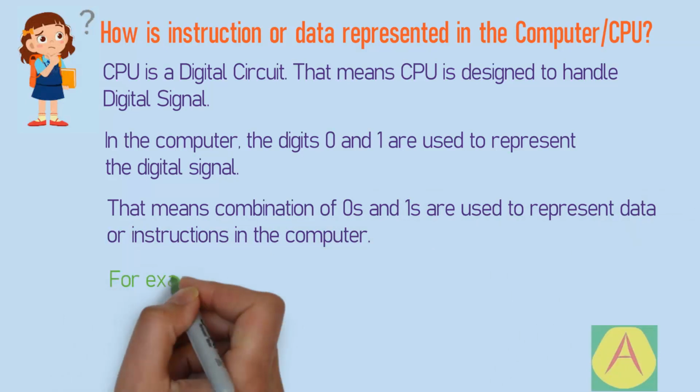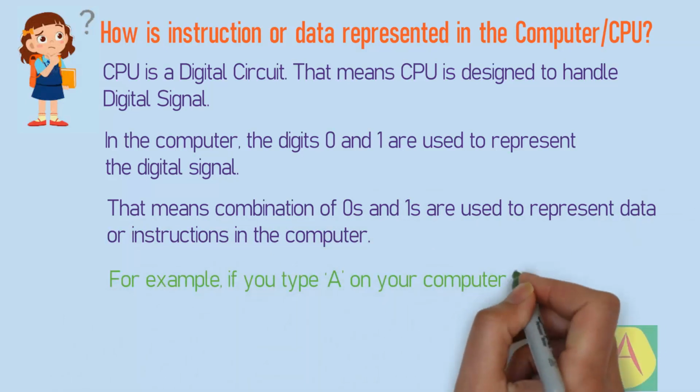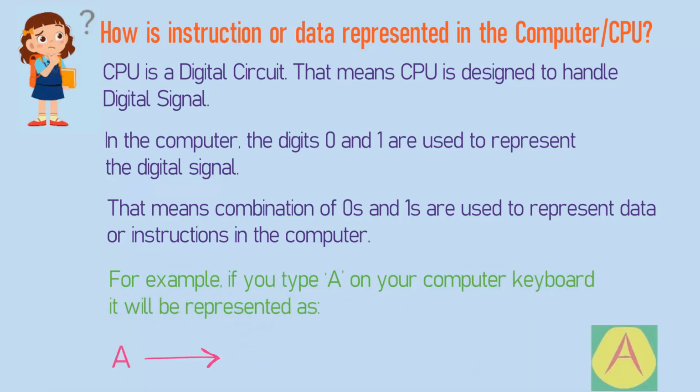For example, if you type the capital letter A on your keyboard, it will be represented as 01000001. So everything inside the computer is represented as zeros and ones. Whether it's a text file, audio, video, or colors, everything is represented as a combination of zeros and ones. So to be within your syllabus and to keep this video short, I'm not going to go into details how exactly data is represented using zeros and ones or how zeros and ones are generated.